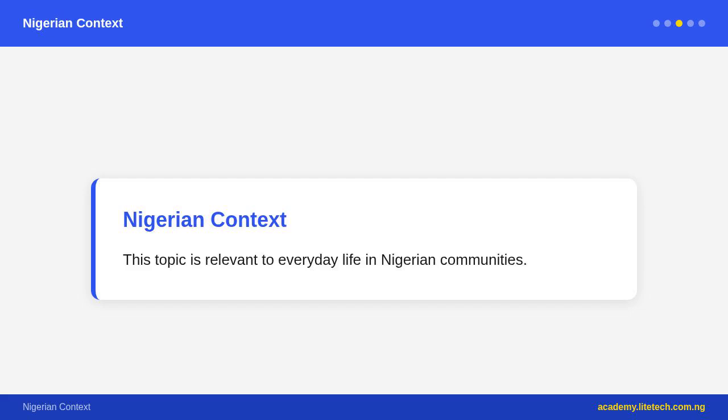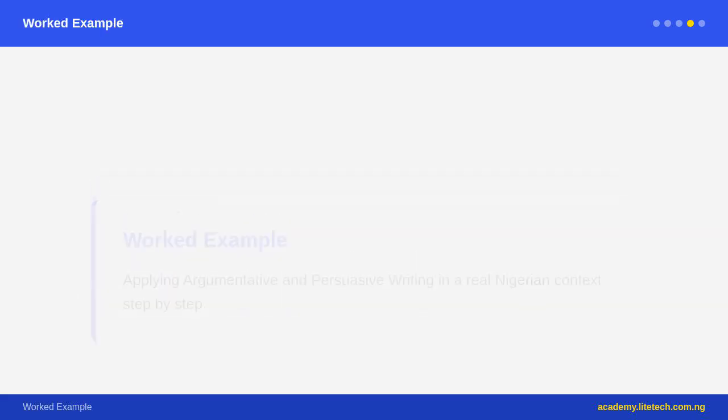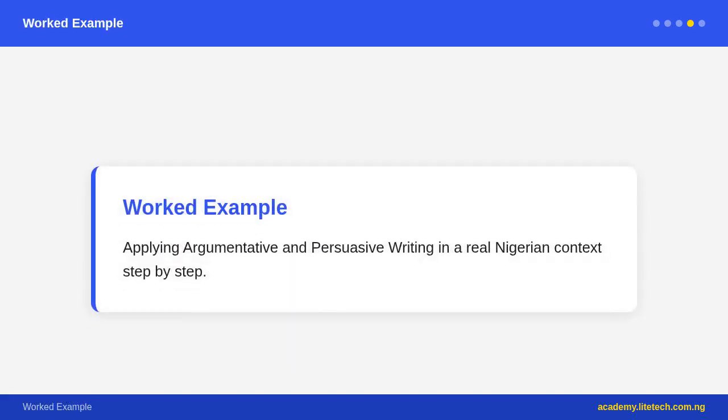3. Logos, appeal to logic/reason. Use facts, statistics, data, and logical reasoning. The World Bank's 2022 education report shows that Nigeria has the largest out-of-school population in the world, approximately 10.5 million children, a statistic that should alarm every Nigerian citizen.